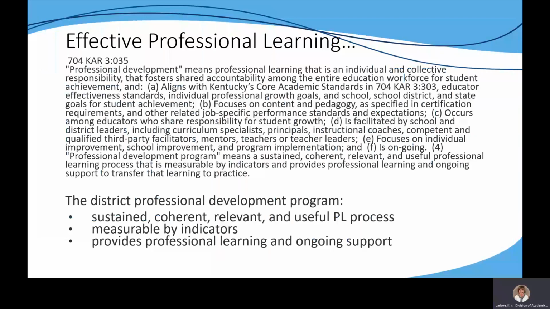This comes back to the regulation we looked at earlier, but it also does define what professional learning should look like. This is the state definition of professional learning. It needs to be sustained, coherent, useful, and relevant. It also needs to have some measurable indicators, meaning, and that comes back to that evaluation part, is what we're doing effective for students? How do we know? And if it is, let's build on that. If it's not, let's fix it. And then you have the ongoing support that was lacking in former professional development.